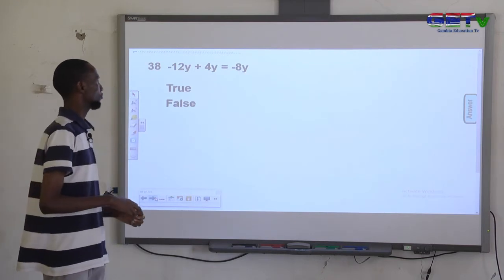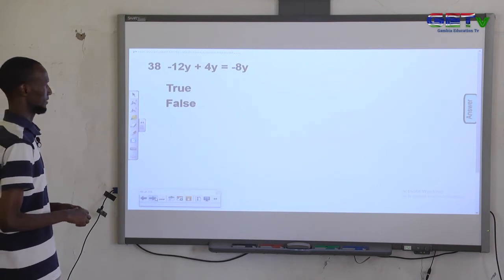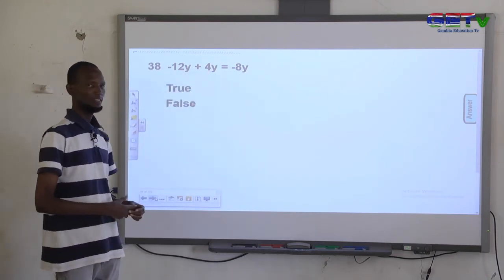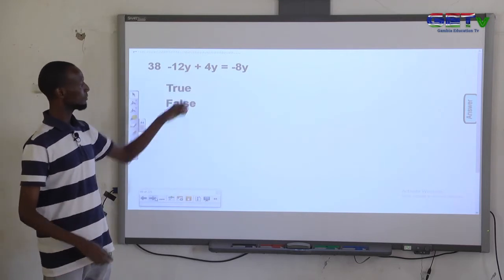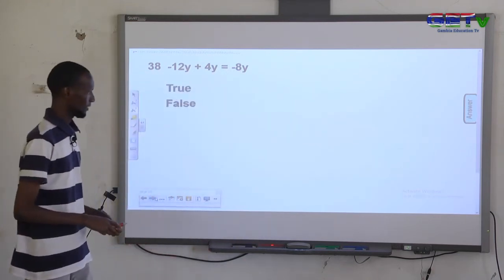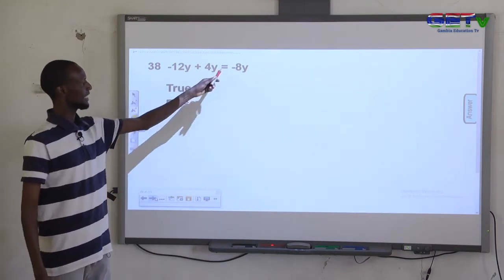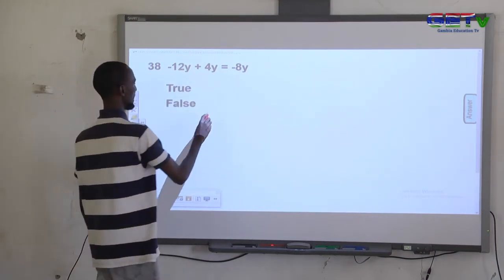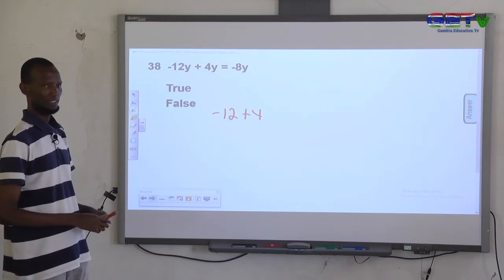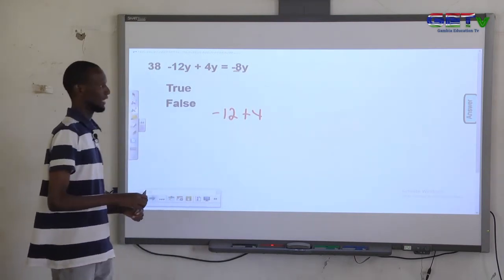Again, will negative 12y plus 4y lead you to negative 8y? Let's again look at C. Are they like terms? Yes, they are like terms because they contain the same variable raised to the same power. So we know we can actually combine them. Now, if we added the coefficients, will we get the negative 8? Because the coefficients are negative 12 plus 4. Will that lead you to negative 8? Now, if you recall from our integers, definitely this will give you negative 8. So that negative 8 there is correct.